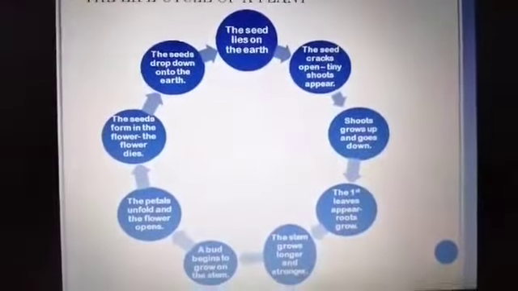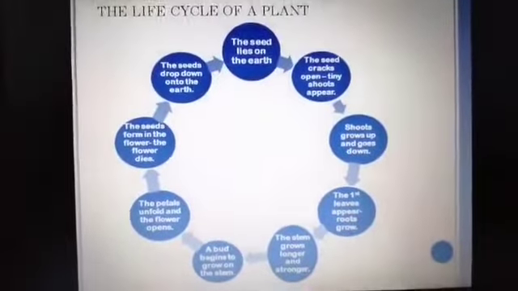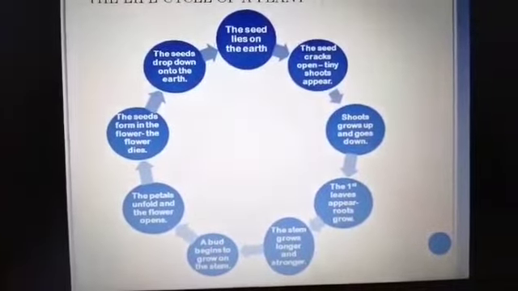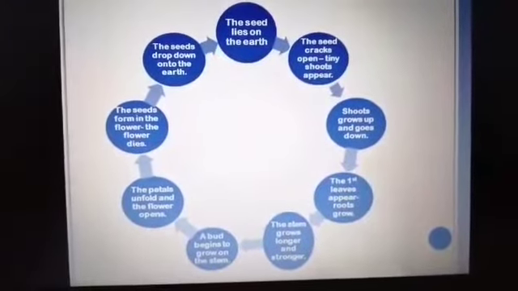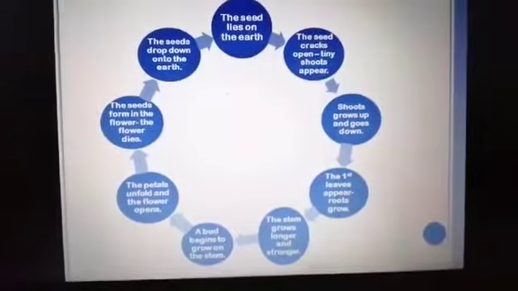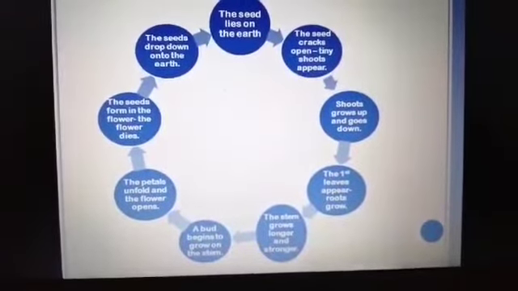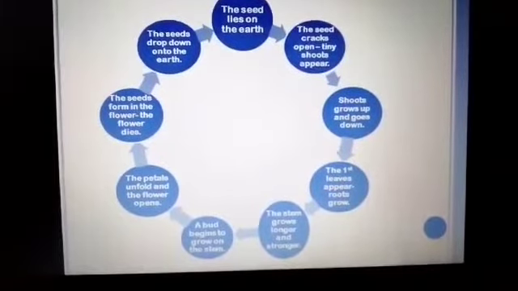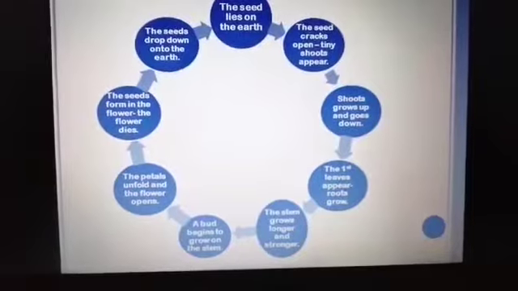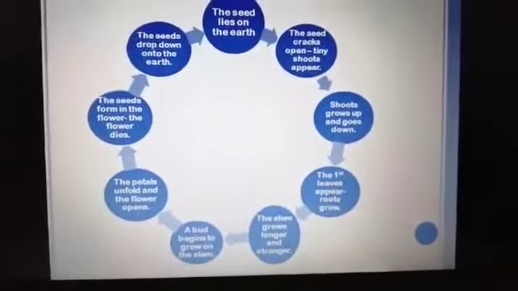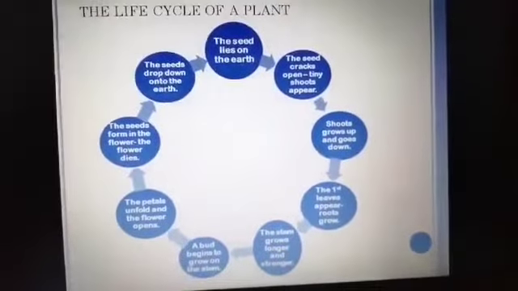Okay, the life cycle of a plant. The seed lies on the earth, the seed cracks open, tiny shoots appear, one shoot grows up and one goes down, the first leaves appear, the stem grows longer, a bud begins to grow on the stem, the petals unfold and the flower opens, the seeds form in the flower and the flower dies, and then the seeds drop down onto the earth. Okay, I hope everything is clear.